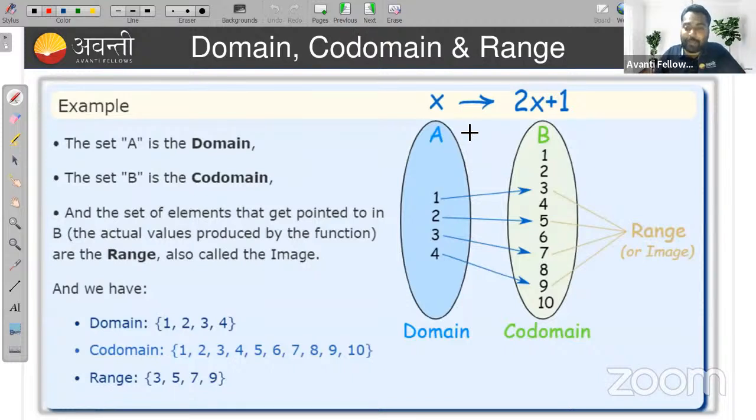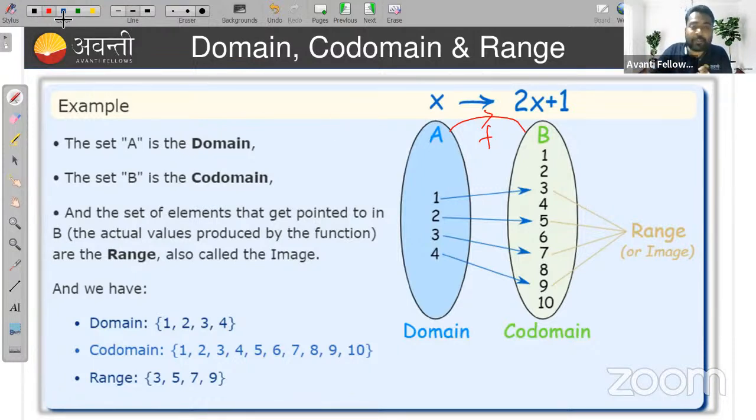In these examples, you can understand what is domain, codomain, and range. Here you have a function mapping from A to B. A has the elements 1, 2, 3, 4, and B has the elements 1 to 10. What is the domain? Domain is the set A. The codomain is the total set, the whole set B. And the range is the set of all mapped elements in set B.